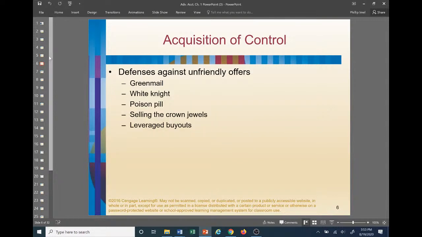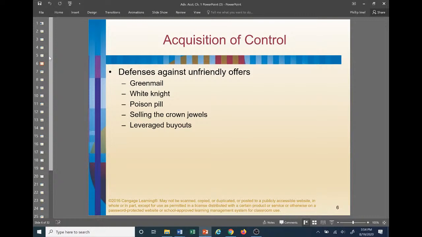Acquisition of control, defense against unfriendly offers. So we have different forms here of ways that we can protect ourselves from being taken over. First, we'll start with greenmail. Greenmail is when the target company may pay a premium price to buy back its own shares. It may either buy shares already owned by a potential acquiring company or purchase shares from a current owner who it is feared would sell to the acquiring company. So greenmail is just a way of trying to prevent another company from acquiring them.